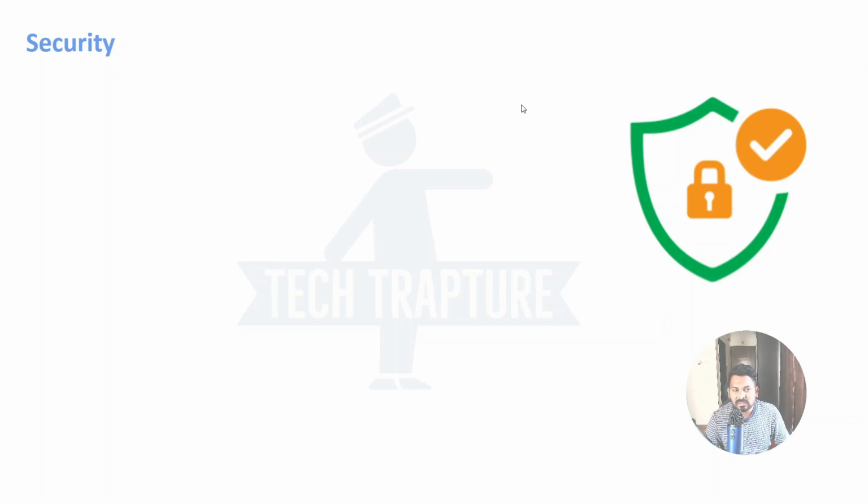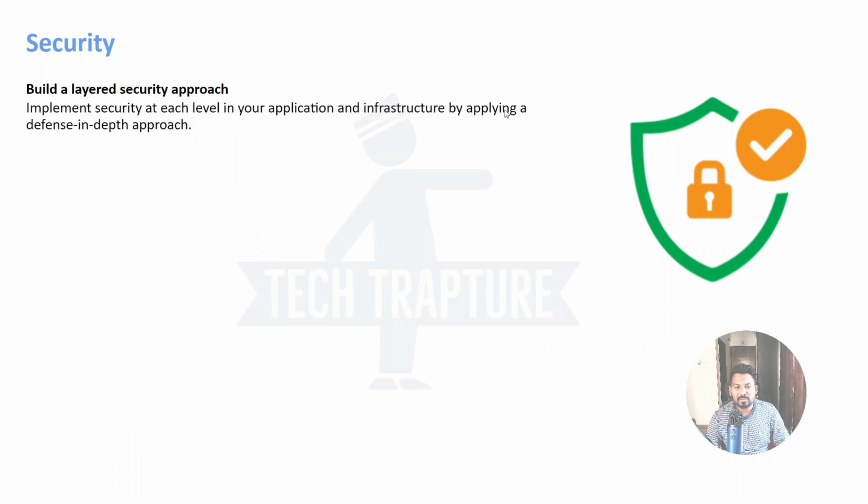Now we'll see the first principle, security. Inside security there are also some security guidelines which we have to follow while creating a Google Cloud architecture. So we'll see the first guideline: build a layered security approach. Implement security at each layer in your application and infrastructure by applying a defense in-depth approach. As we discussed earlier, if you are creating a network layer, try to implement a secure network approach and follow all the best practices and security guidelines for creating the network. If you are creating a compute engine, follow all best practices to create it securely. That is the best way to create secure infrastructure.